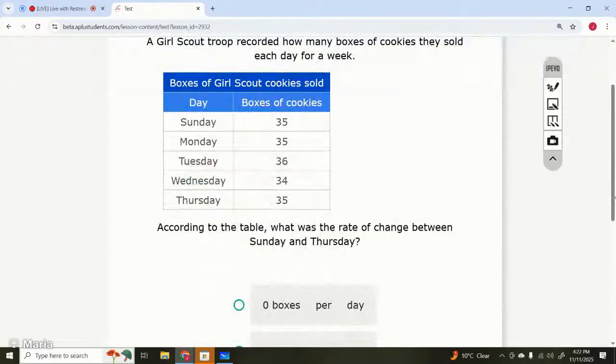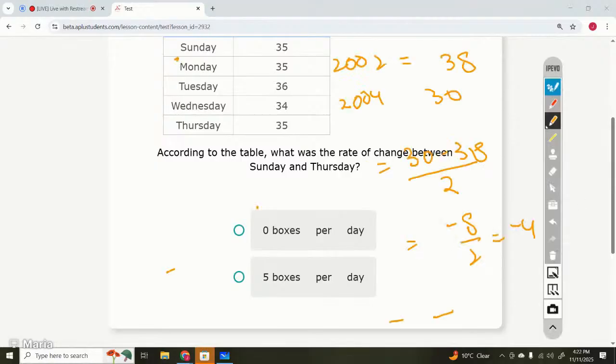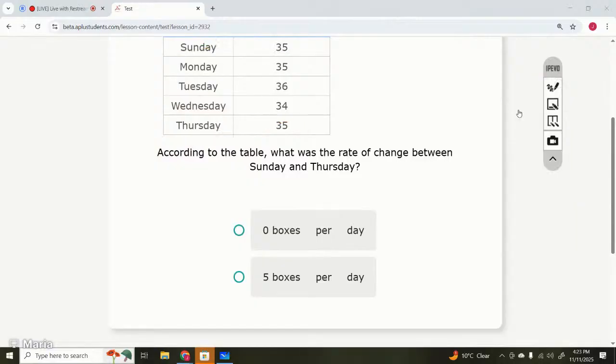A Girl Scout troop recorded how many boxes they sold each day for a week. According to the table, what was the rate of change between Sunday and Thursday? We need to calculate the rate of change between Sunday and Thursday. Sunday it is 35 and Thursday it is 35, right? So the rate of change between Sunday and Thursday is 0. That is 0 boxes per day. Option number 1 is the correct option.